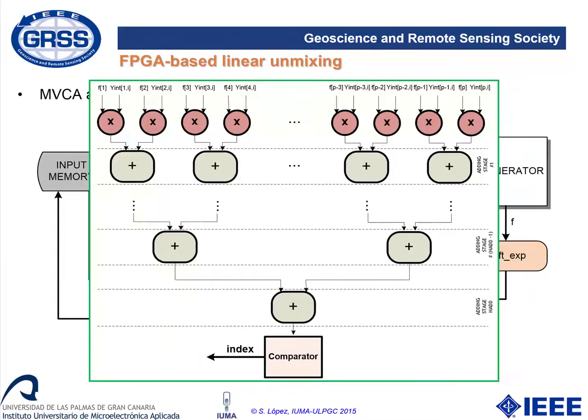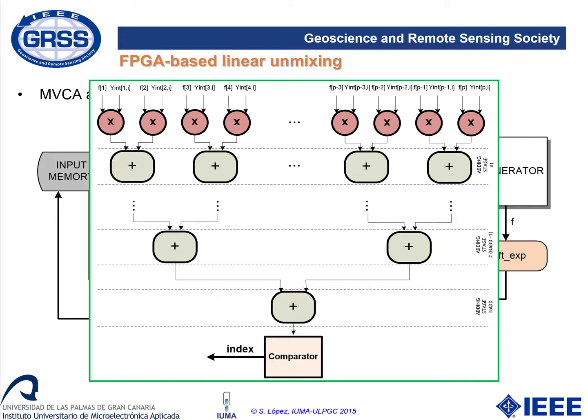And if we go to the projection itself, what we can see is that we have here a set of multipliers in order to process in parallel each component of the vector f, each of the p components of the vector f, and each of the p components of the image.